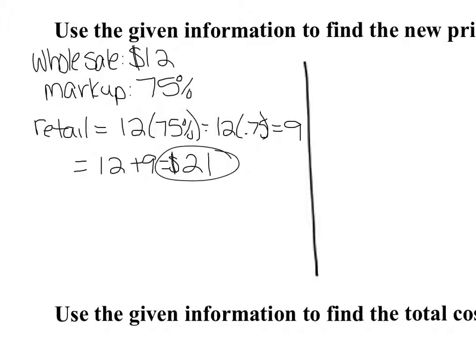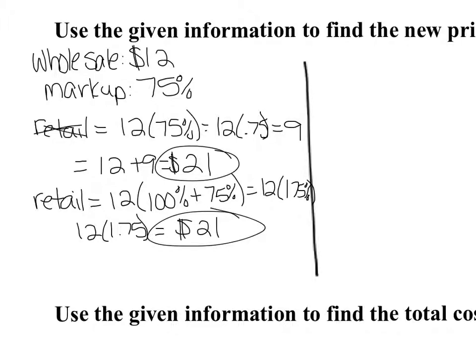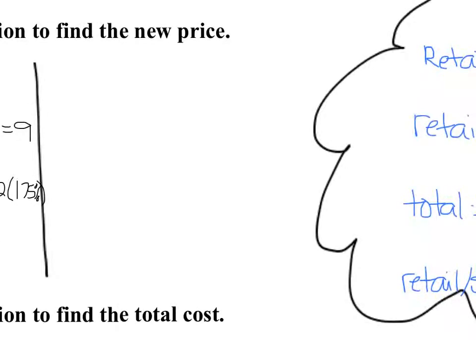Now for me, I prefer the other formula where you can just do it all in one step. So if I want to find the retail price, I can take my wholesale price times 100% plus my markup percent, which means I'm going to take 12 times 175%, or 12 times 1 and 75 hundredths, and you still get the same $21. Just the difference between 1 step and 2 step.